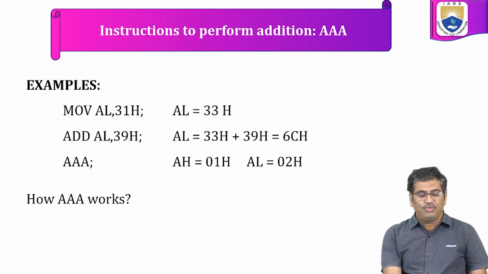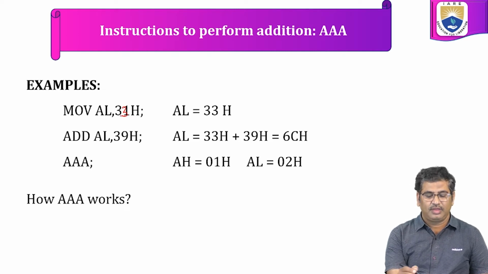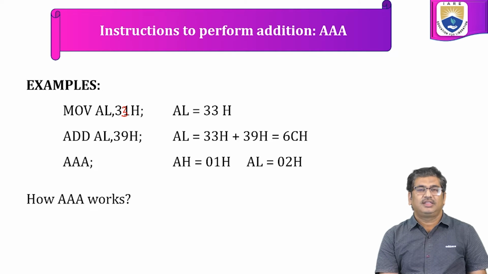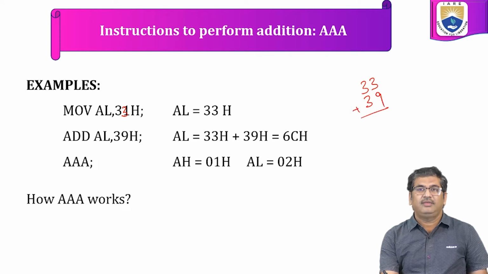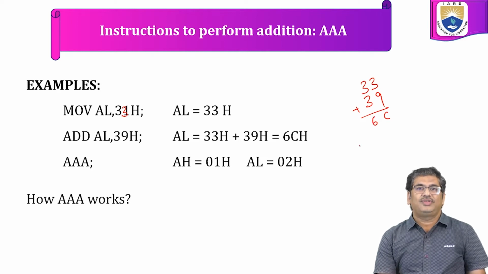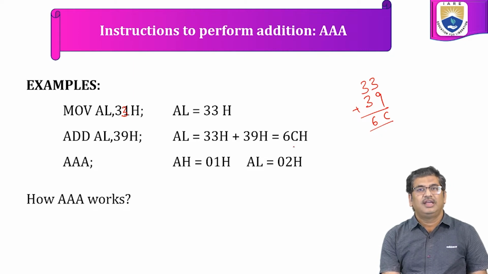Example: MOV AL, 33H, so the AL content is 33H. ADD AL, 39H. So AL is equivalent to 33H plus 39H. If we add 33 plus 39, 9 plus 3, it is equivalent to 12 in decimal. In hexadecimal, it is equivalent to C, and 3 plus 3 will give 6. So after addition, this 6C will exist in the AL register.